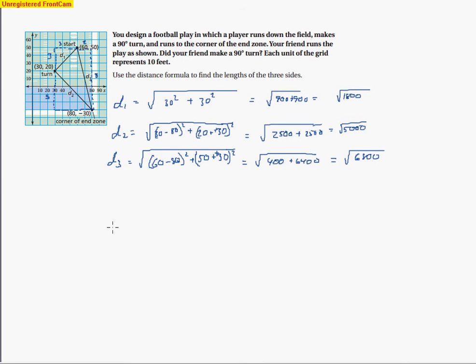So now what we're going to use is the converse of the Pythagorean theorem. The converse of the Pythagorean theorem says this: if I take the distance number 1 and square it, plus the distance number 2 and square it, that'll equal the distance number 3 squared. So let's go ahead and plug them in.